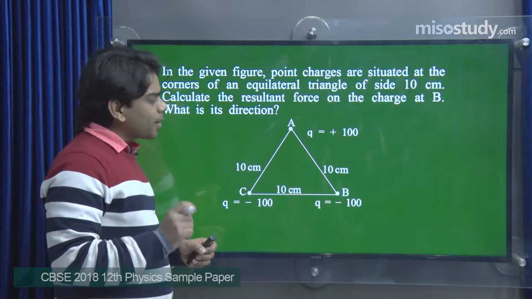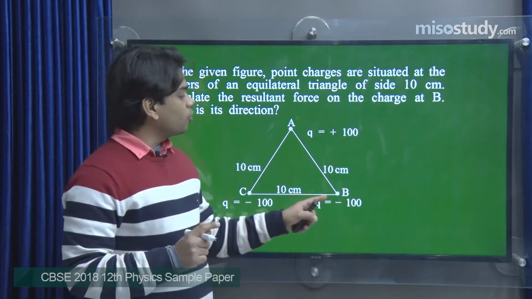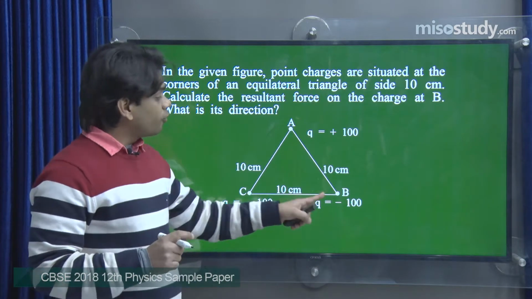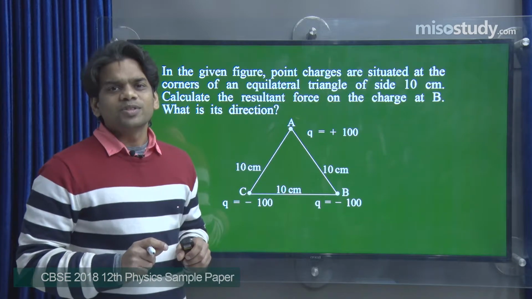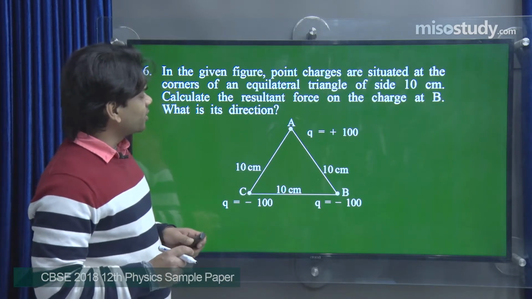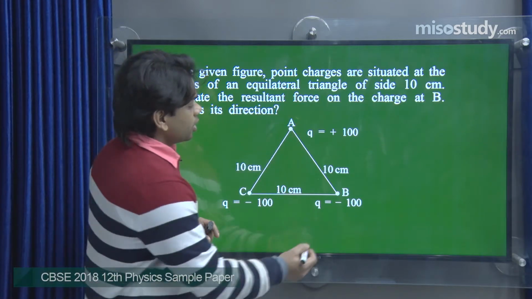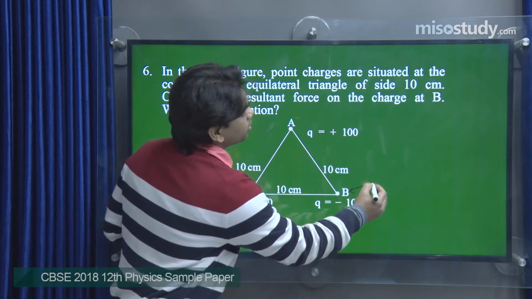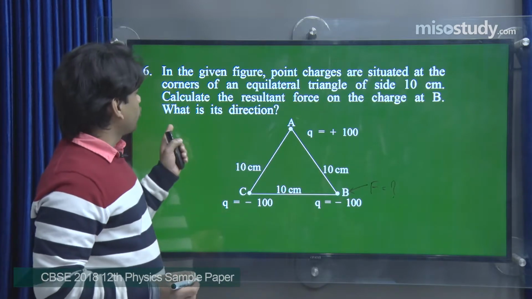2 parts were involved. So actually the examiner is seeking 2 parts in your answer. 1 mark he will give you to find out the value of the force on this charge, and 1 mark he will give you for the direction of that force. So let's go ahead with the solution. You can see here, we want to calculate the resultant force on the charge at B. So here we have to find out what is the force acting on this charge B and what is its direction.